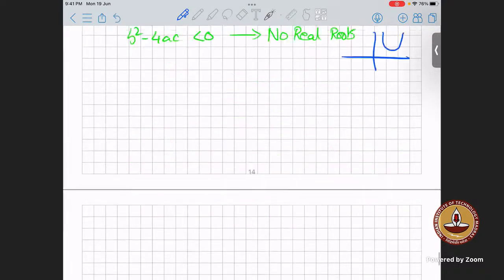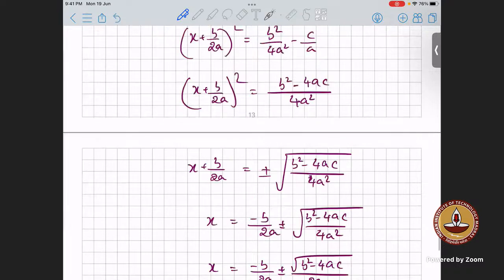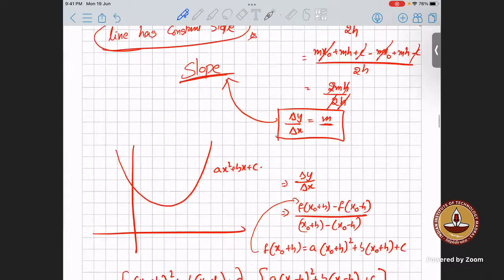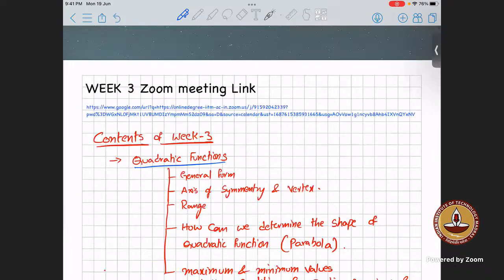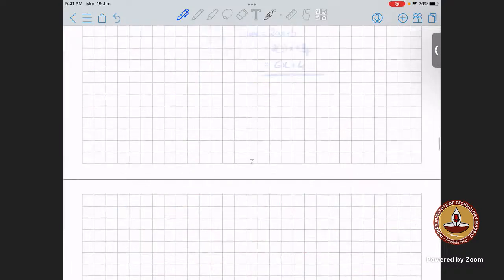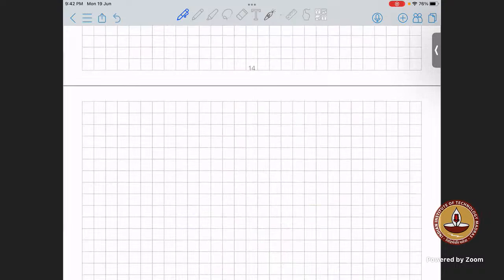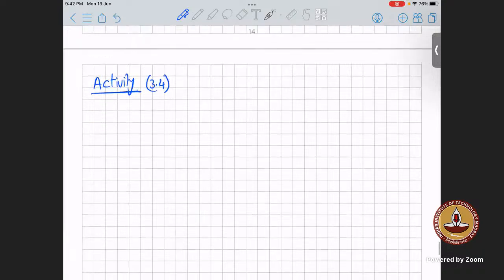Now we will do one problem. This is activity 3.4 problem, the first problem. Can you go to the problem?